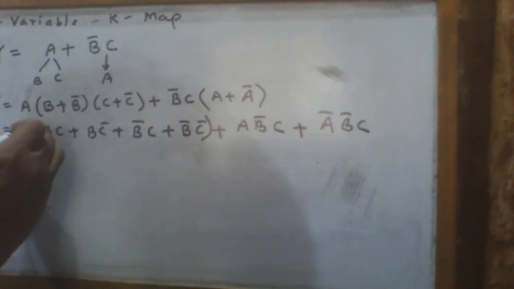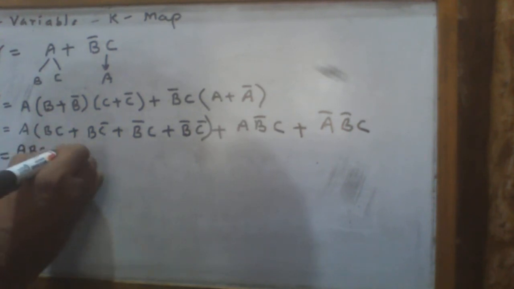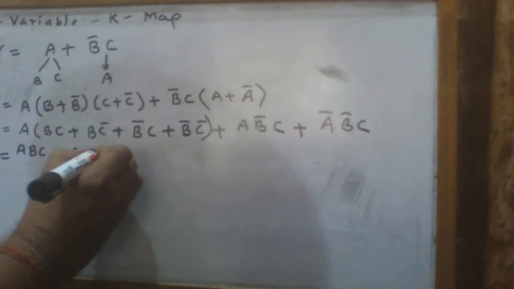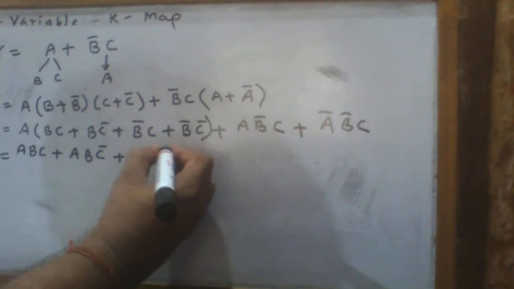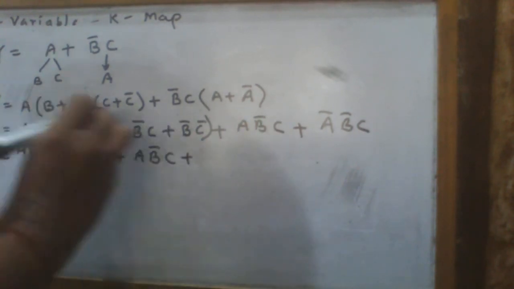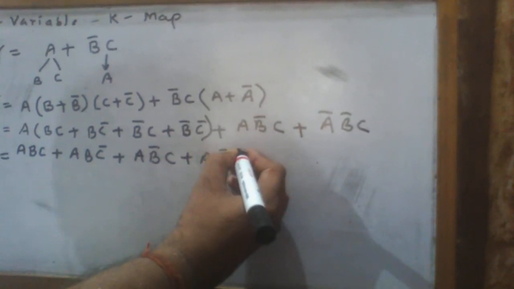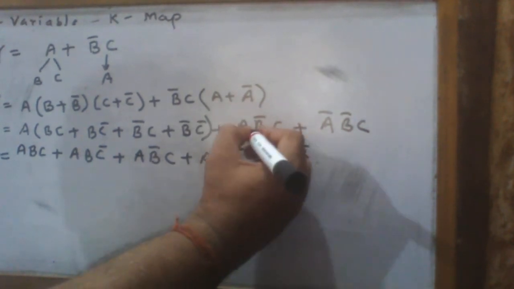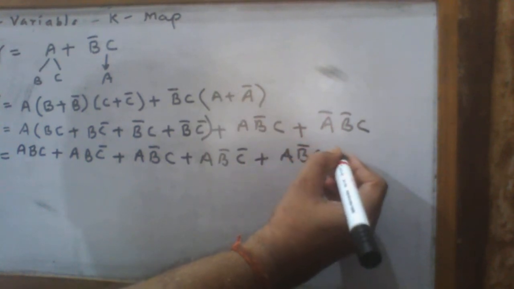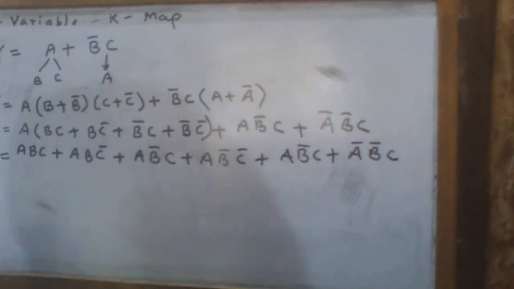Now I will solve the entire equation. A into all these terms: A B C plus A B C bar plus A B bar C plus A B bar C bar, plus A B bar, these two terms I will write as it is, A B bar C plus A bar B bar C. Okay, then identify the common terms.